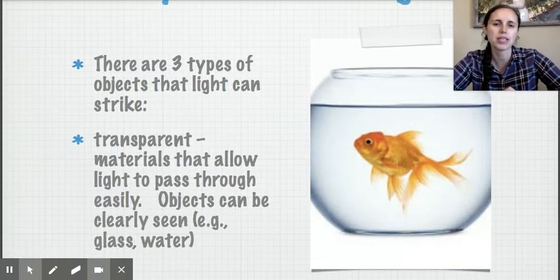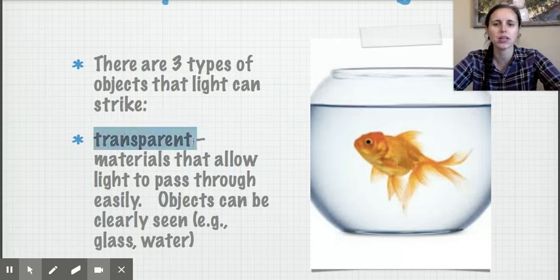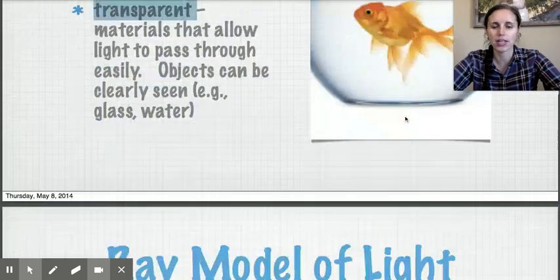A little bit about the types of objects that light can hit. There are three different ways that we classify types of objects that light can hit. You've actually heard about them in grade 9. The first term is transparent. A transparent object is a material that allows light to pass through easily. Objects can be clearly seen. Examples of transparent objects are things like glass and water. It's something that you can very easily or very clearly see light through. They allow all light to pass through.